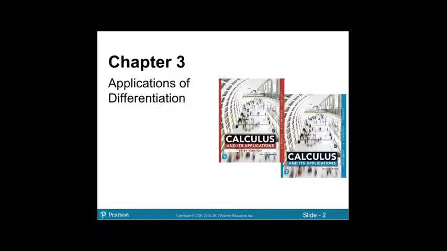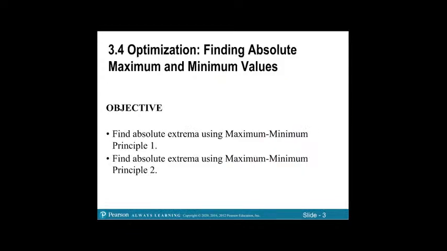So again, 3.4 optimization, finding absolute maximum and minimum values. Let me see my time. Some objectives here: we want to see how to find absolute extrema using maximum and minimum principle 1, and find absolute extrema using maximum and minimum principle 2.